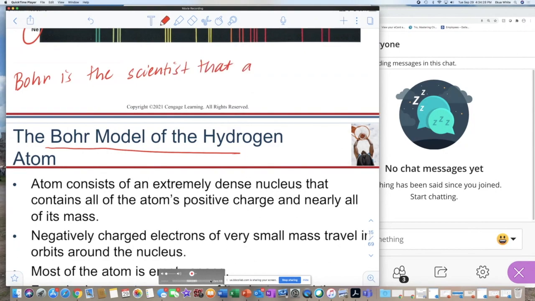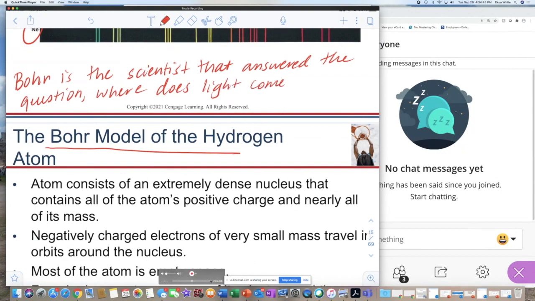That answered the question, where does light come from in the atom?